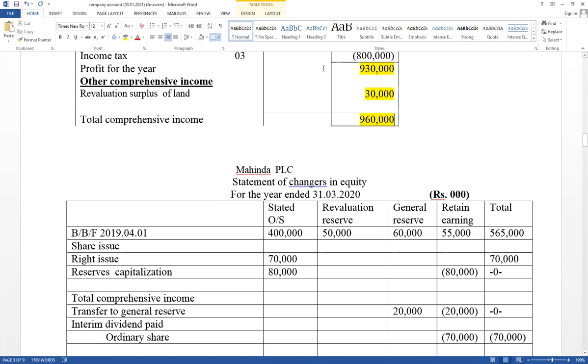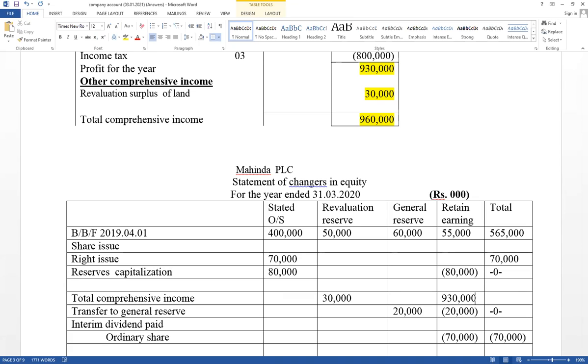Therefore, this is the profit for the year. That value should be included in the retained earnings column. Therefore, as a total comprehensive income, think about this line. As a total comprehensive income, revaluation reserves column 30,000. Revaluation profit should be included. And profit for the year 930,000 should be included in the retained earnings column.